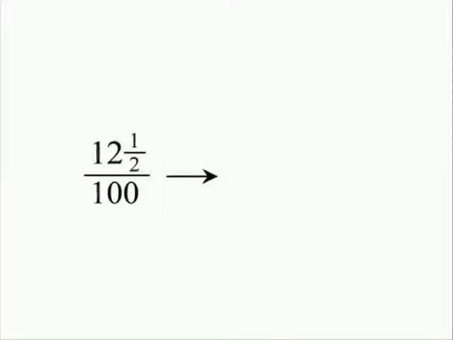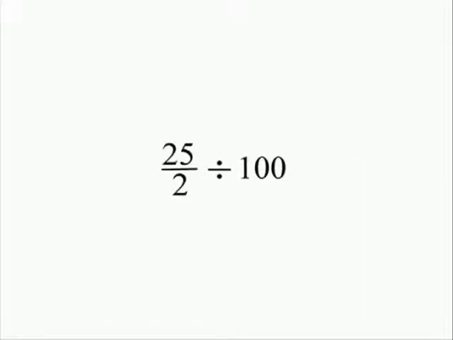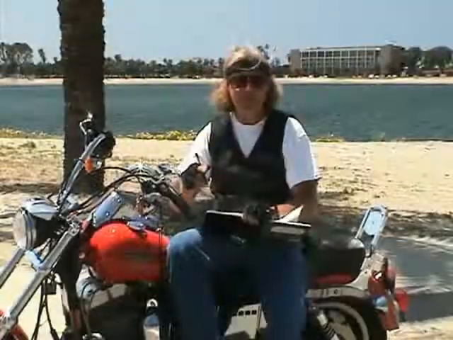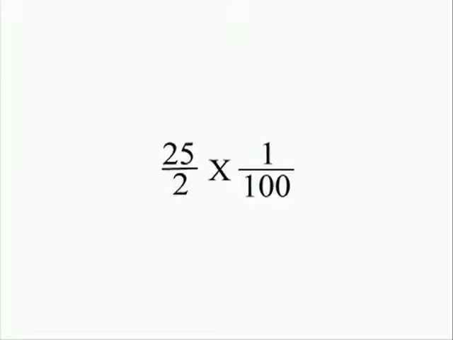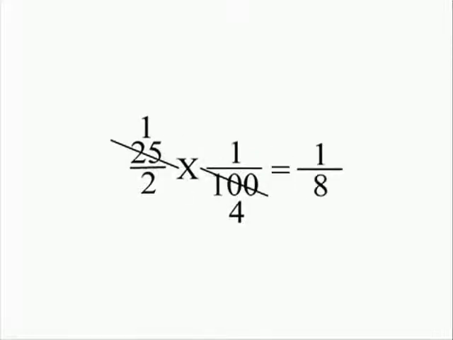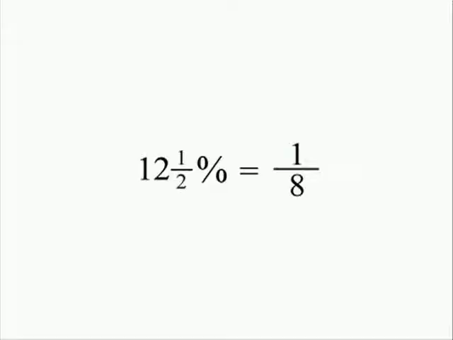You write the 12.5 over 100, then you rewrite it as a fraction division problem. Next, you rewrite 12.5 as the improper fraction 25 over 2. Turn it into multiplication and write the 100 over 1 and flip it over to 1 over 100. What next, Irving? You can reduce the 25 and the 100 by 25, which leaves 1/2 times 1/4. And multiplying that gives you the answer 1/8. 12.5% can be changed to the fraction 1/8.